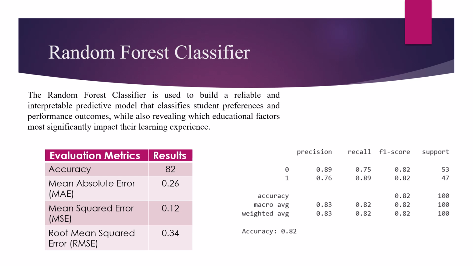The random forest classifier was both accurate and interpretable. It gave us strong predictions while also ranking the most influential variables affecting student outcomes. As you can see, the accuracy was 82%.